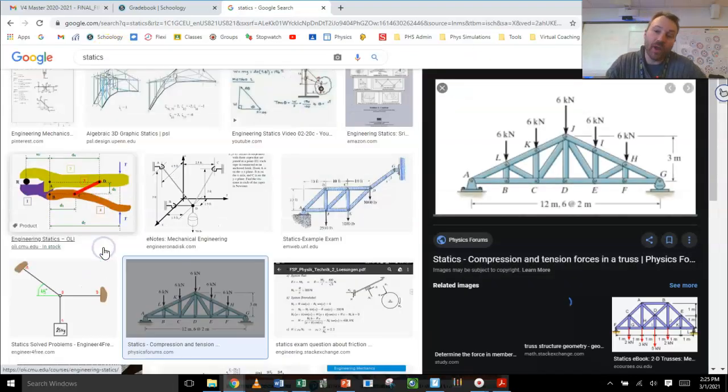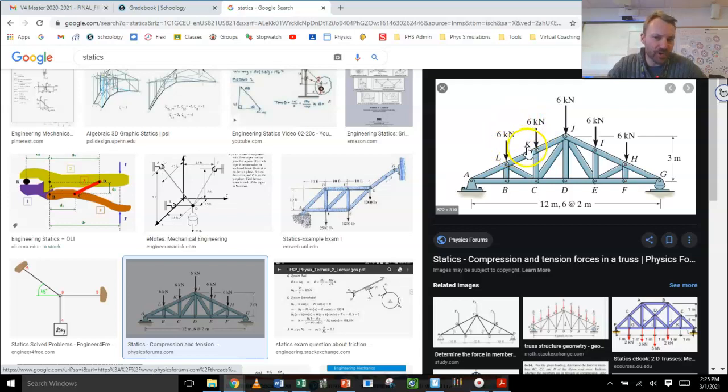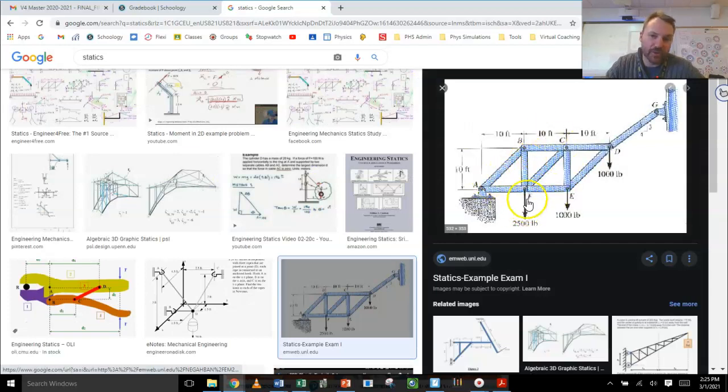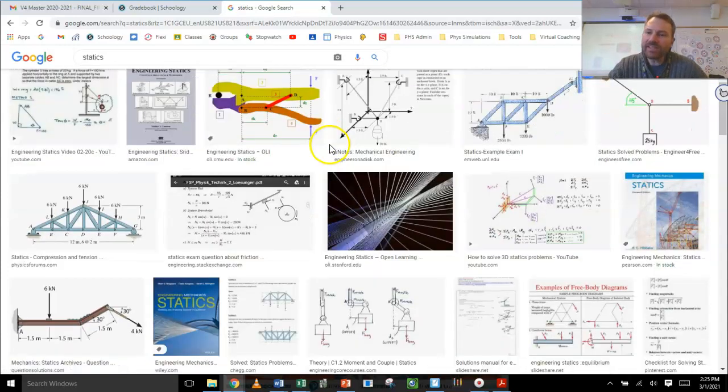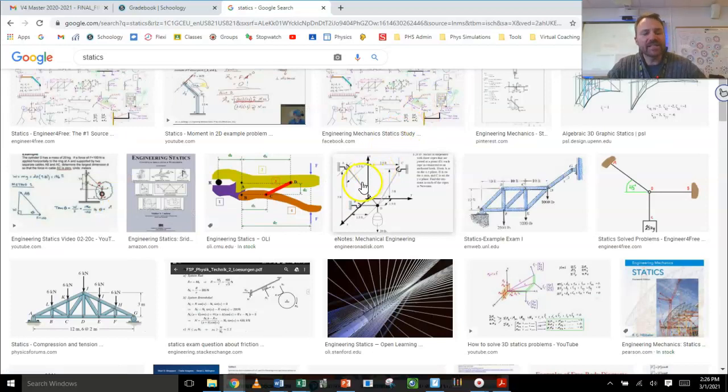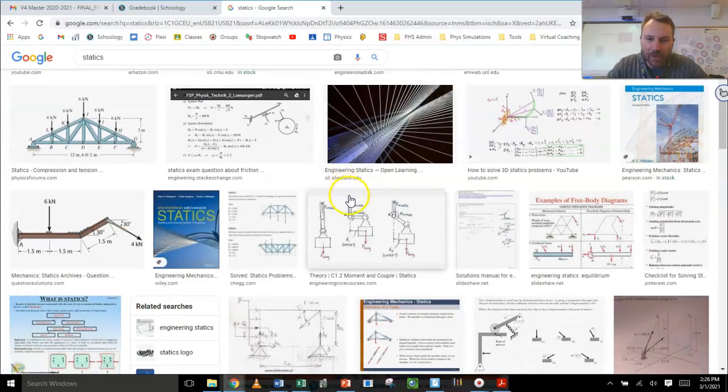Here's a truss, and it shows how much force is on each one of these joints. It's giving you distances. Here's another truss that's loaded with forces and giving you more distances. That's basically what statics is: you have forces pulling down, and you've got a cable pulling up and to the left, and you've got a cable pulling to the right. Statics is when things are still. All of the forces are going to be balanced.